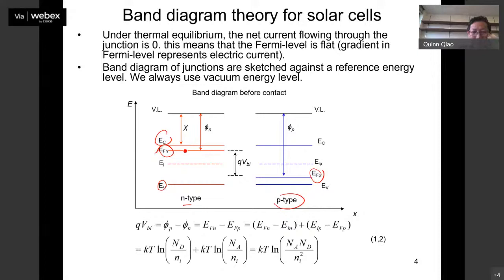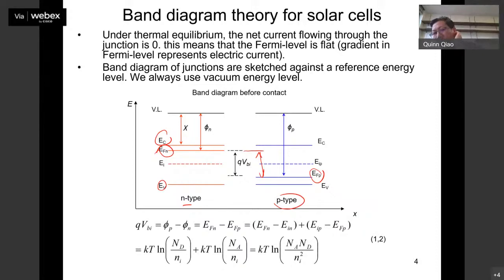The VBI would be the difference between what? Between EFN and then EFP. The difference here, that separation, is the VBI, the built-in potential. That's the built-in potential inside your devices.